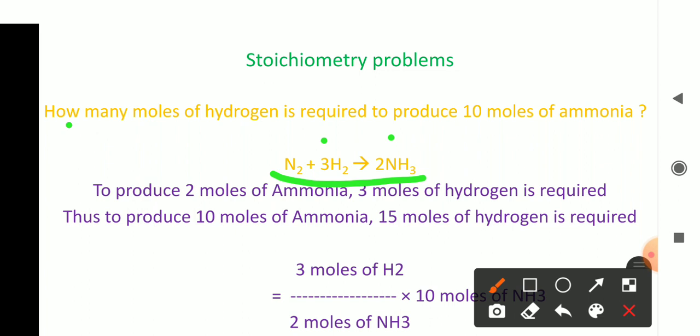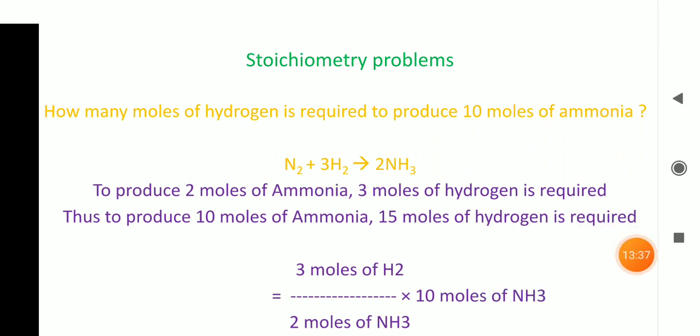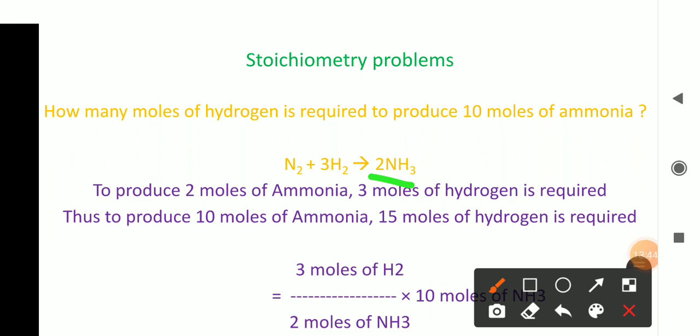So how to read this reaction? When 1 mole of nitrogen reacts with 3 moles of hydrogen, the product is 2 moles of ammonia. Okay, so from this equation we came to understand that, look here, the product is 2 moles of ammonia, 2NH3. So to prepare 2 moles of ammonia, how many moles of hydrogen are required? Look here, 3 moles of hydrogen are required. Understand very clearly. To prepare 2 moles of ammonia, 3 moles of hydrogen are required.